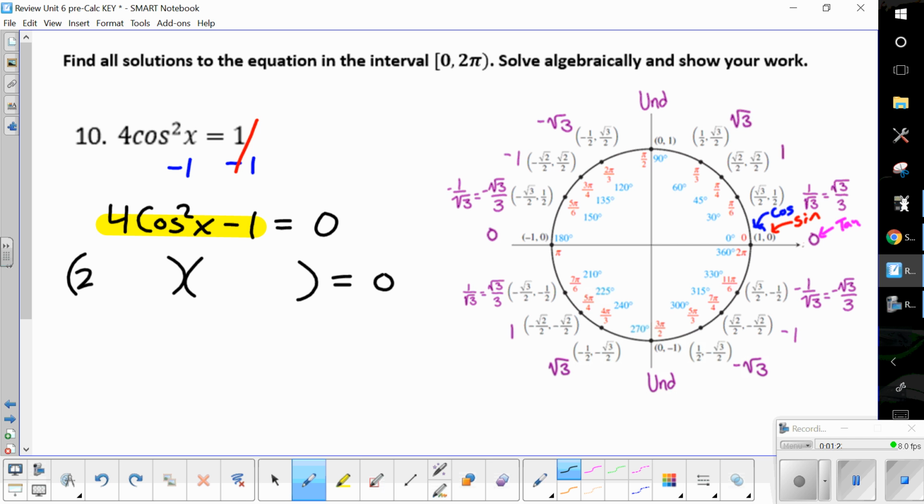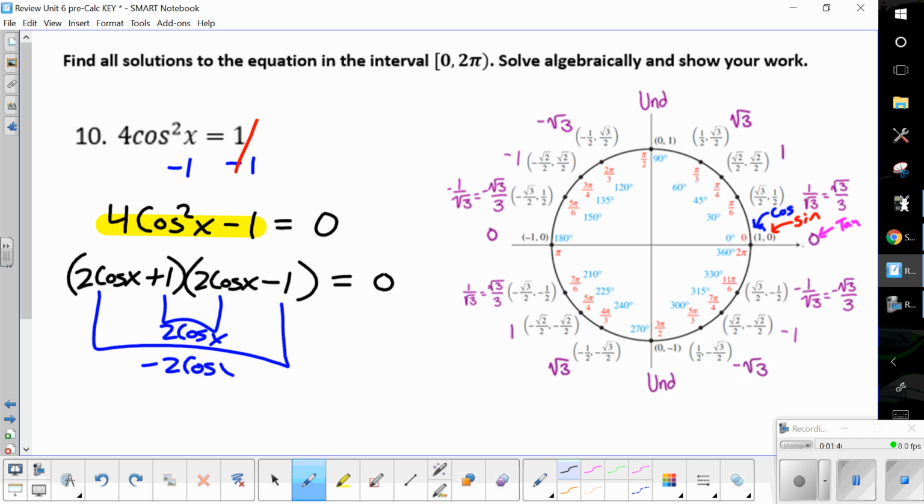And I would get 2 cosine of x and 2 cosine of x. And it's got to be plus 1 and minus 1. And again, I check my outers and my inners. Okay, that's 2 cosine of x and negative 2 cosine of x. And you'll notice that's why there's no middle term here. So it factors correctly. Now, at this point, I'm making two equations.